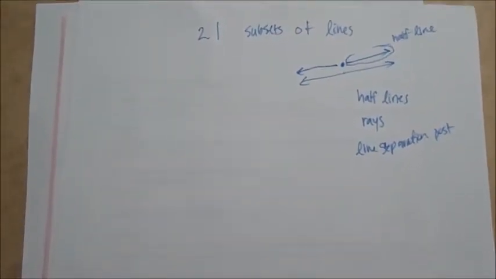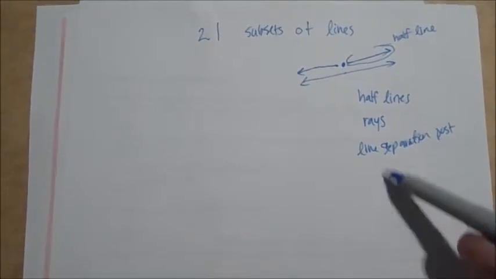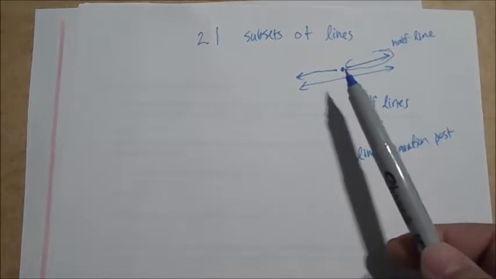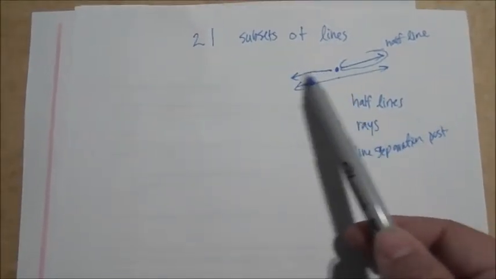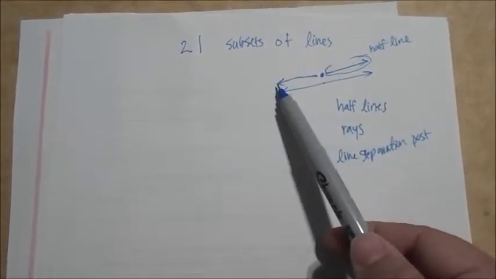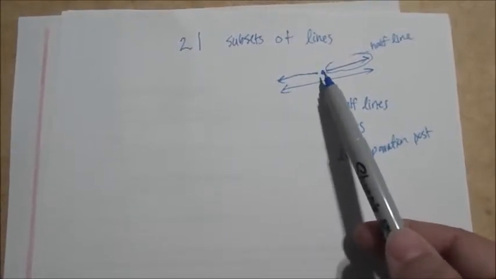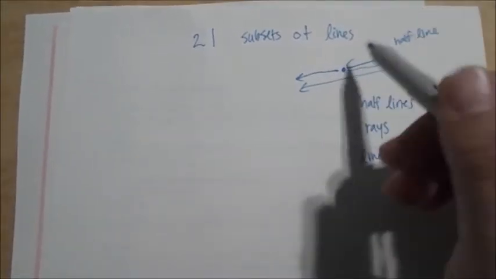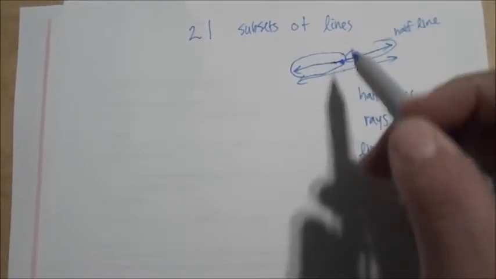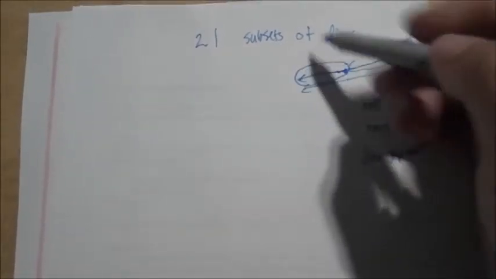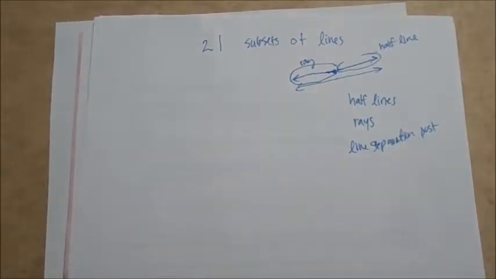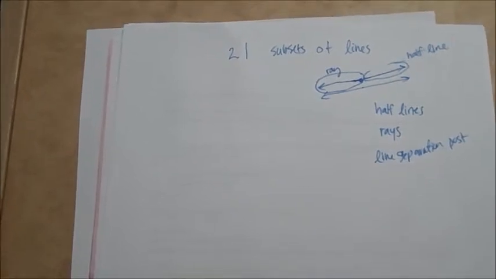And then one other definition we have is a ray. And a ray is the union of a half line and its point. Let me go ahead and use this half line. It's the union, and you've got to remember what union means. It means put them together. The union of a half line and its point. So I'm going to take these two and I'm going to connect them. Now this one is a ray. So the definition of a ray is the union of a half line and its point.